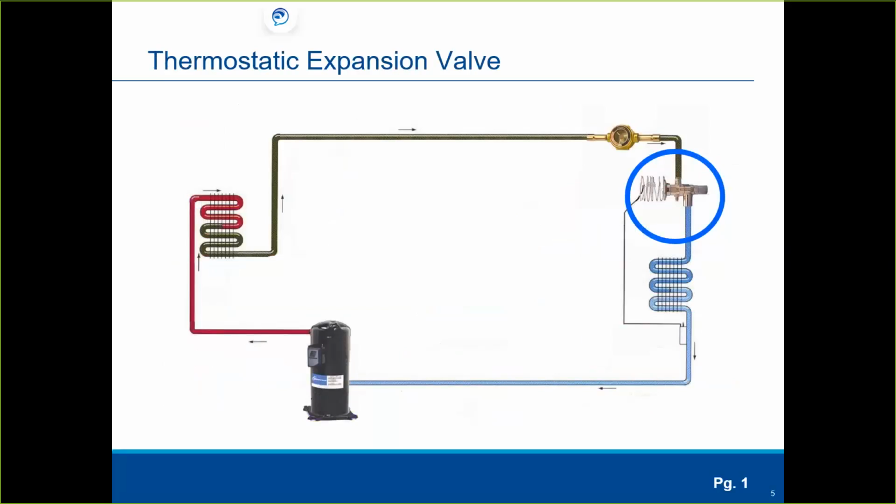We're going to start with the TXV. There's a lot of different metering devices. This just happens to be a thermostatic expansion valve, okay? And we're going to walk through that. The only purpose for the TXV is to control superheat. And let me repeat that. The only purpose for the TXV is to control the superheat. Now, it does cause a pressure drop. All metering devices do. And like I told you last week, we have to have that pressure drop.